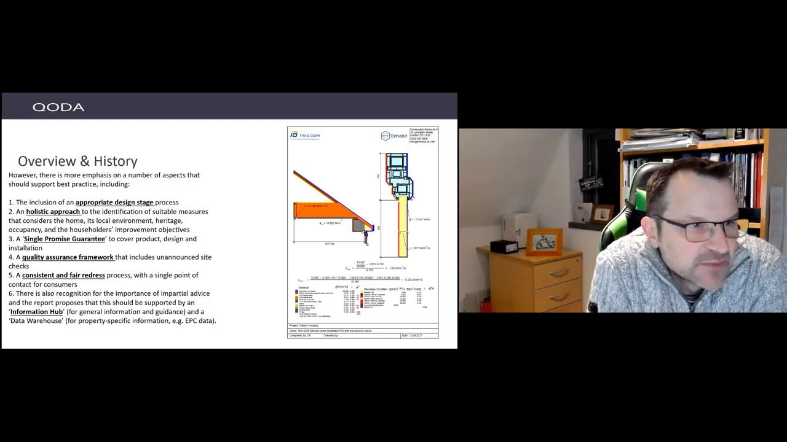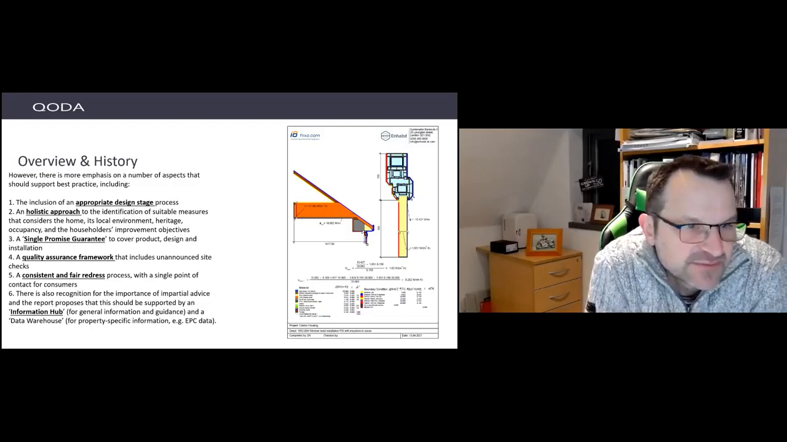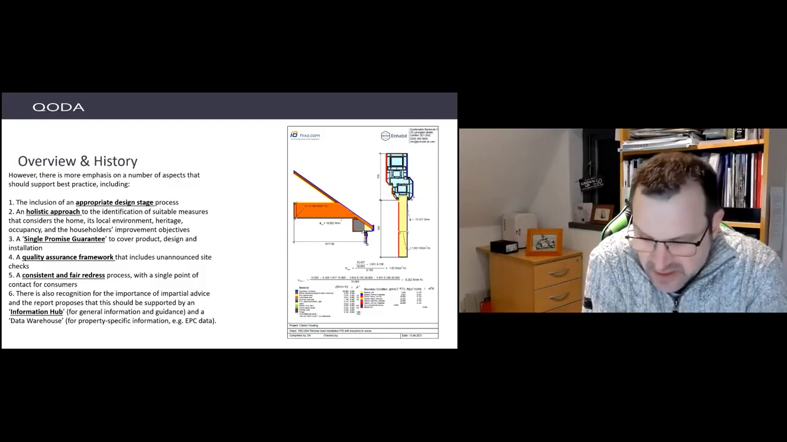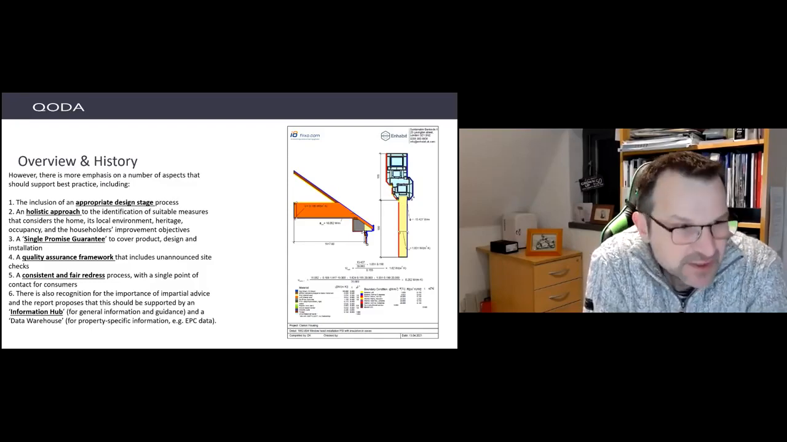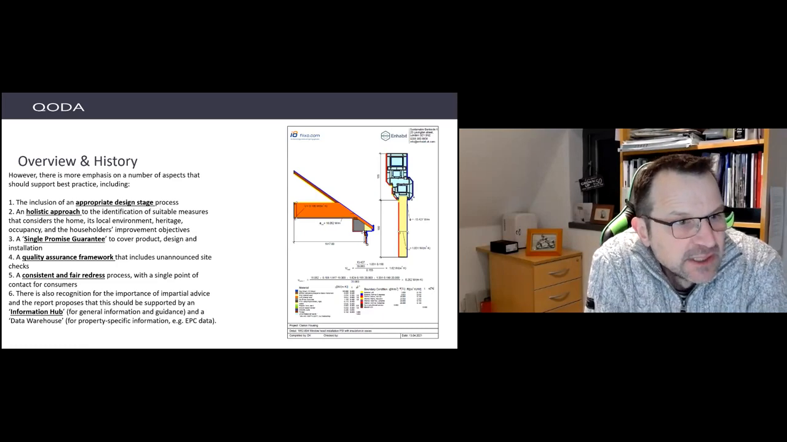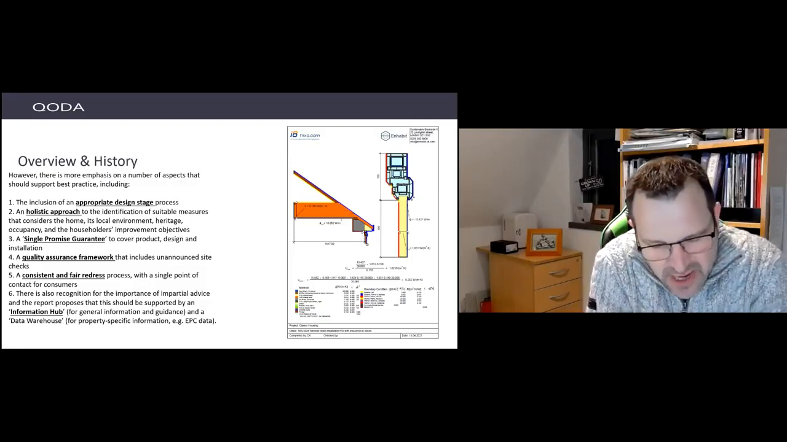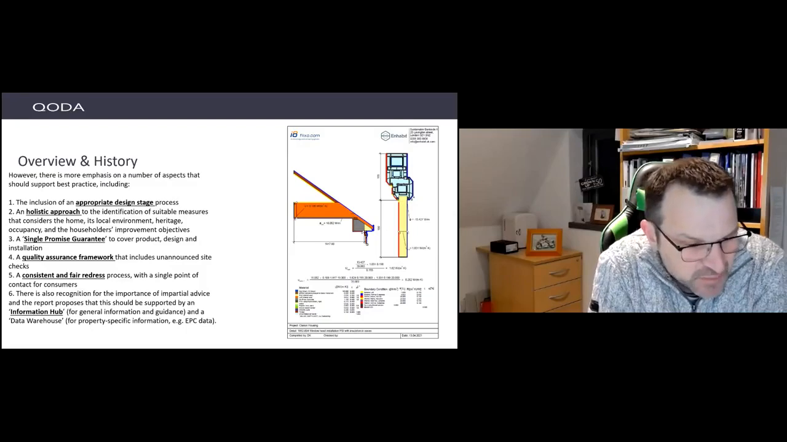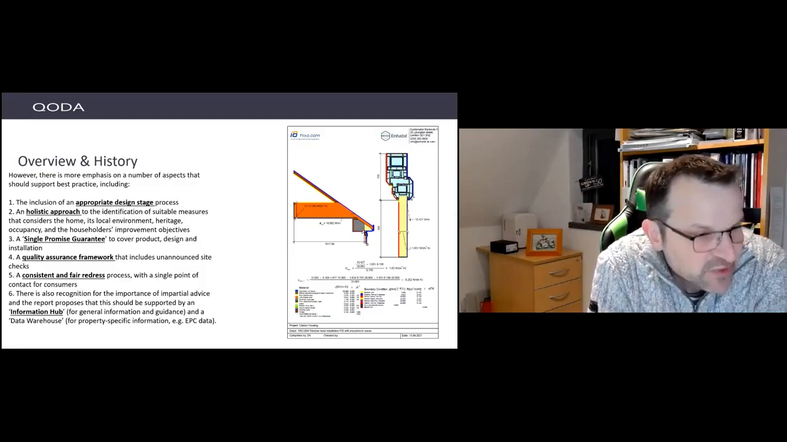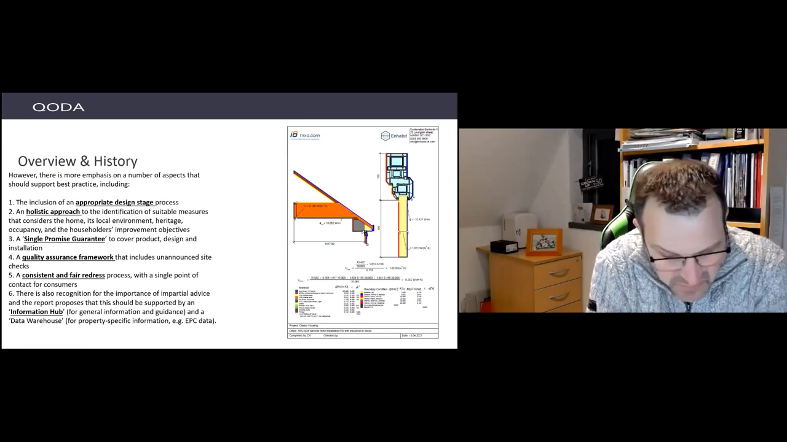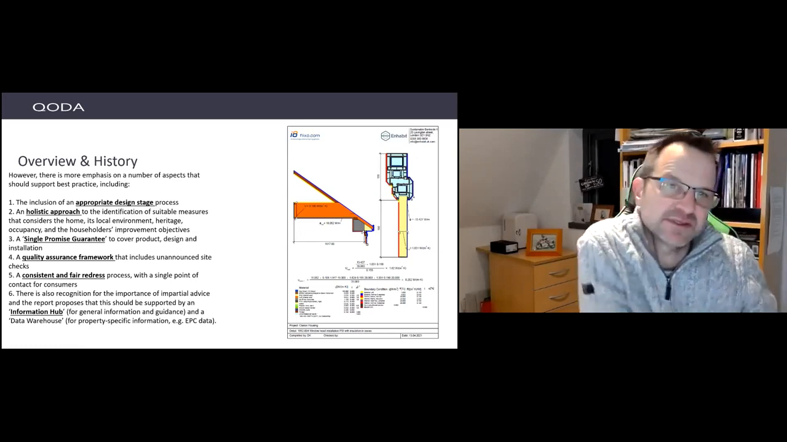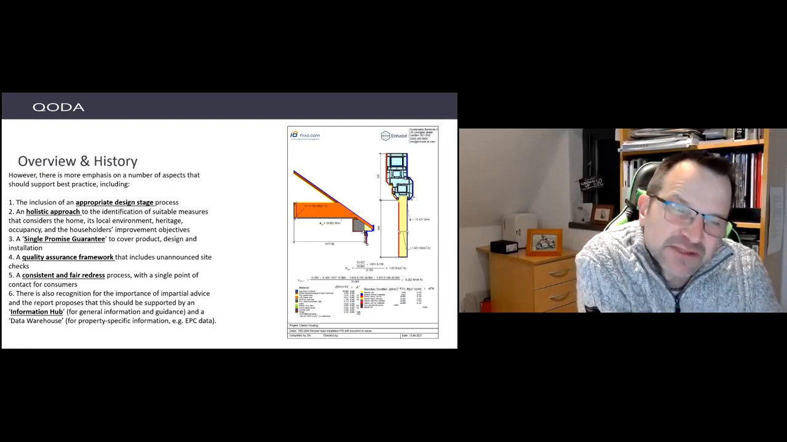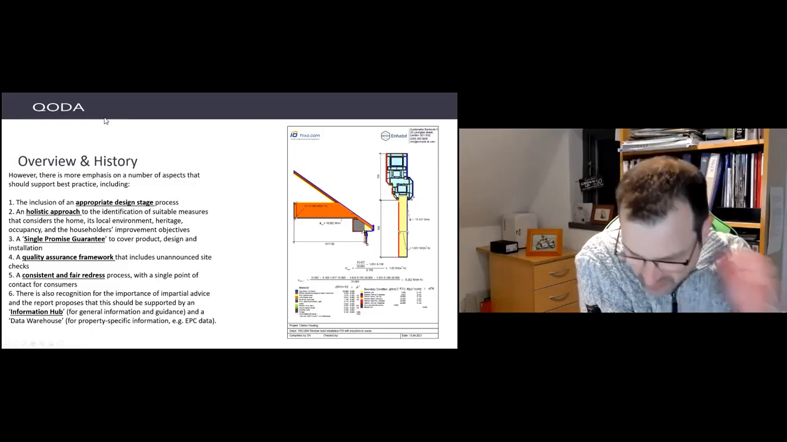On top of that, we've also got some elements about this quality assurance framework. So the idea is that auditors can come and check the works, make sure that they're being done to a good standard, and also that there's a consistent and fair process for redress if things go wrong. So as you can see, a lot of this is about trying to create an environment where consumers feel empowered and protected, shall we say, from the vagaries of poor quality workmanship, which has been the bane of this industry. I think the failure rate for retrofit up to now has been about 10% or more. So it's not as though it's without failure.